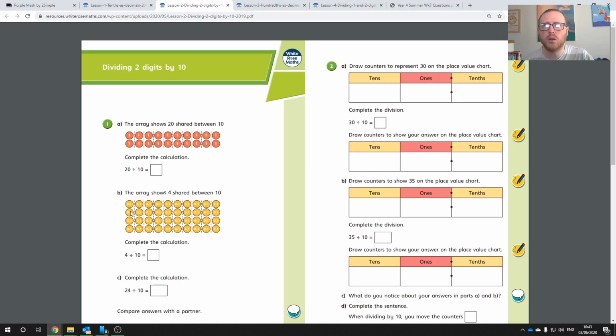So that's 0.1, 0.2, 0.3, 0.4. Let's have a look at the next group. 0.1, 0.2, 0.3, 0.4. Oh, look, they're equal. So use these to help you out if you're not sure.